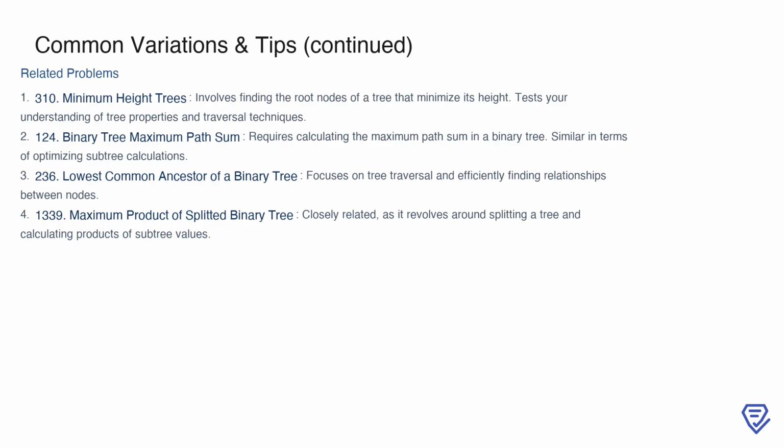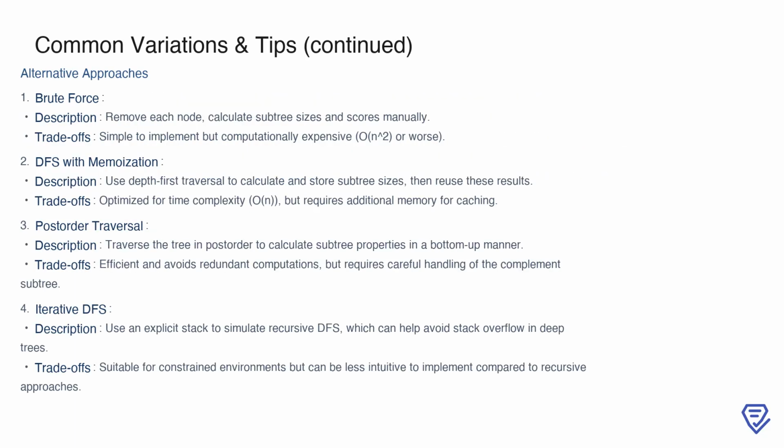tree-based challenges. There are several approaches to solving this problem, each with its own trade-offs. The brute force approach involves removing each node, manually calculating subtree sizes and scores. While simple to implement, it's computationally expensive, often with a time complexity of n squared or worse. A more efficient method is using DFS with memoization. By traversing the tree with depth-first search and caching intermediate results like subtree sizes, you can significantly optimize the time complexity to n, though it does require additional memory.